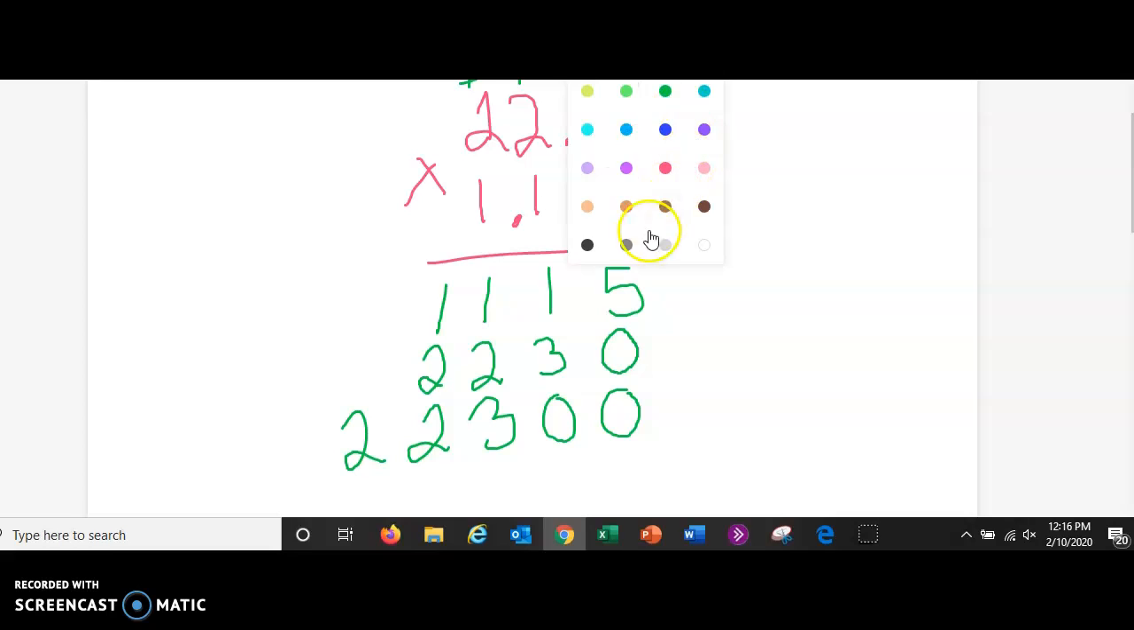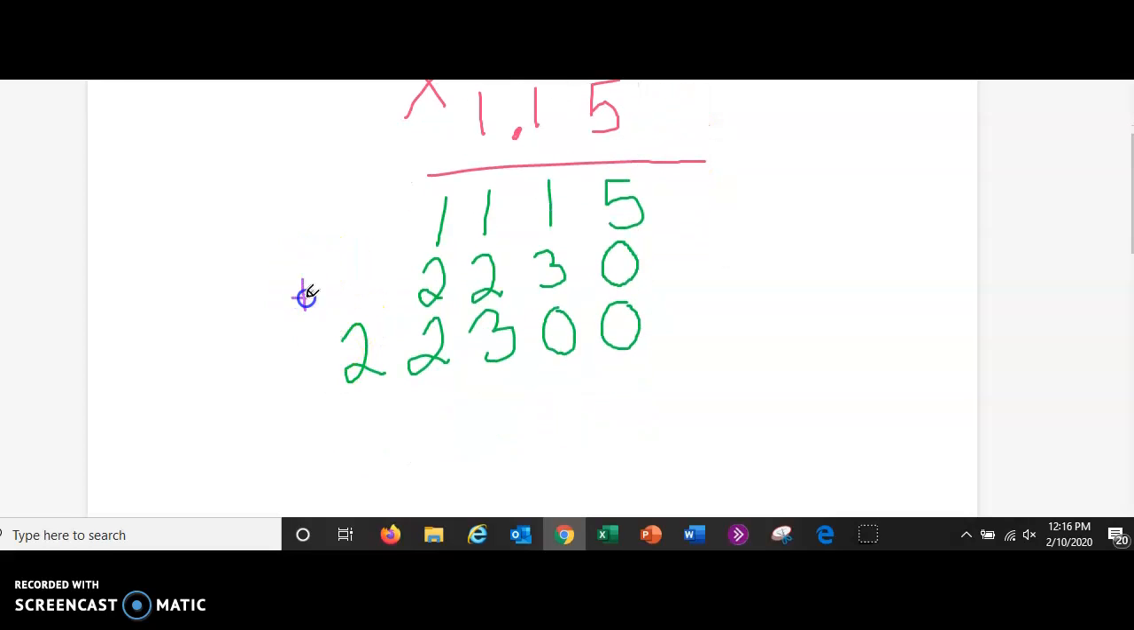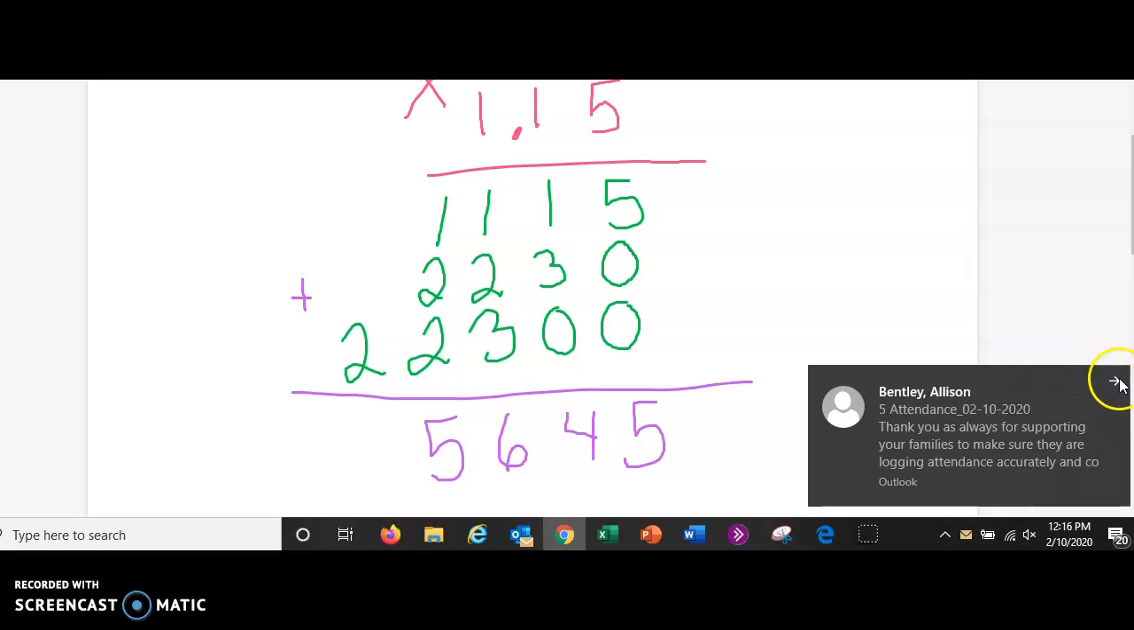All right, finally, I need to add all of these partial products together to get my one product. So 5 plus 0 is 5. 1 plus 3 and 0 is 4. Notice how I'm trying to keep everything lined up. 1 plus 2 is 3, and then another 3 is 6. 1 plus 2 is 3, plus 2 is 5, and then 2.